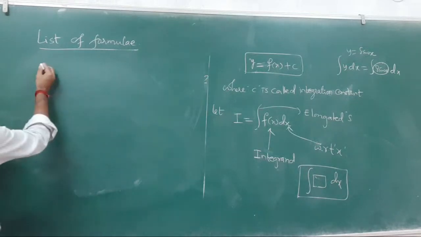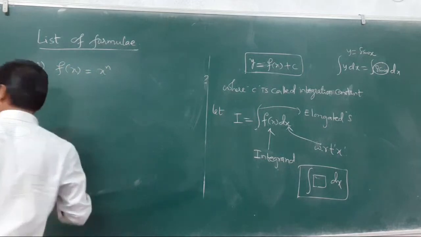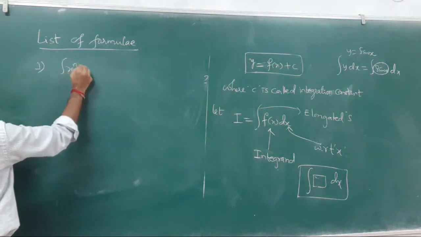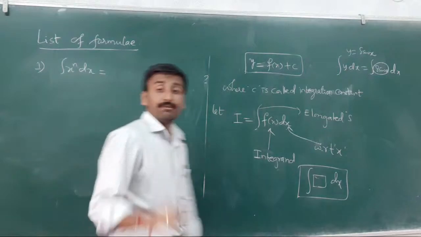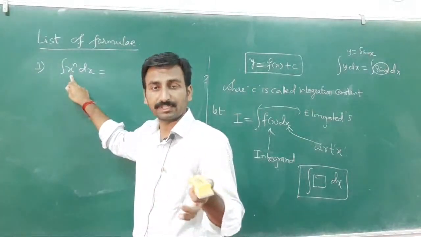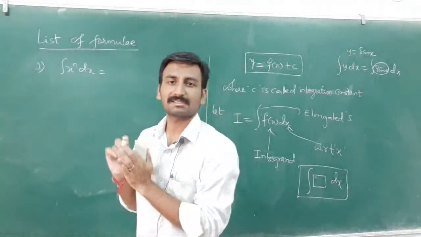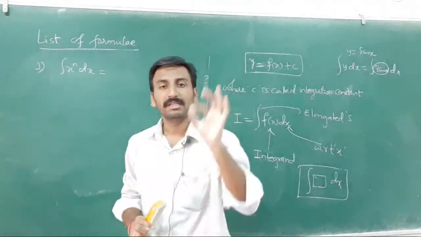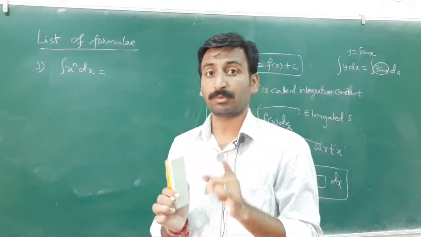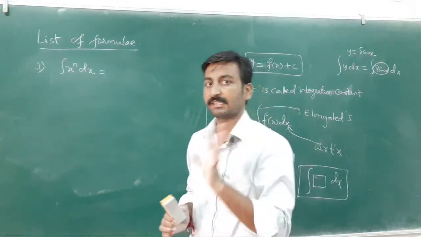Okay. See, the first one, f of x equal to x raised to n, or else directly we write, no problem, integration of x raised to n dx. First, you have to understand, if you are integrating this function, you are doing the antiderivative of this function. When you do the differentiation, the degree of each polynomial decreases. X cube derivative is 3x square. X square derivative is 2x. I hope you can understand.